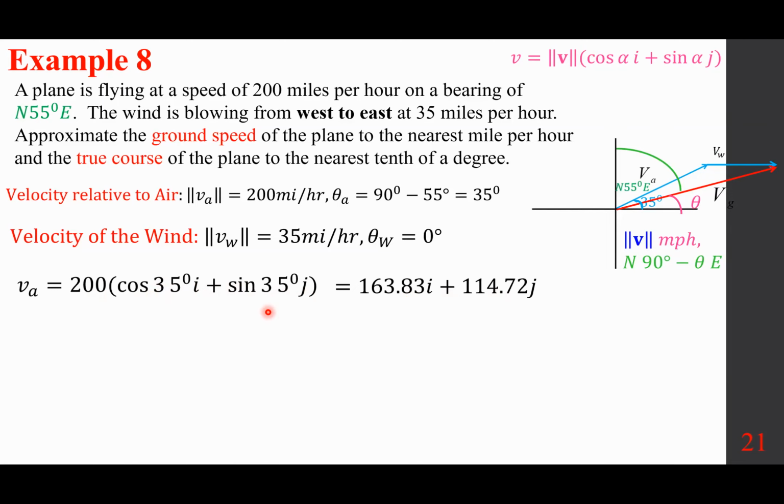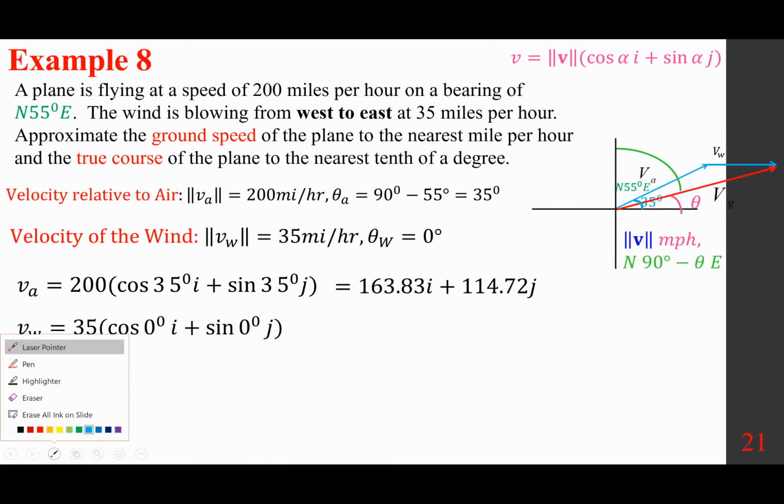For the wind, we do the same thing. It's 35 cosine of 0 degrees I plus sine of 0 degrees J. As you know, sine is 0. This one you don't need a calculator. This is 0. This is 1, so 35I.